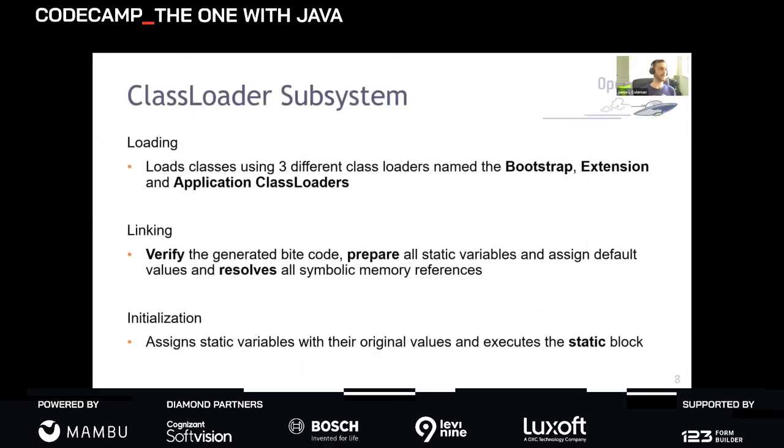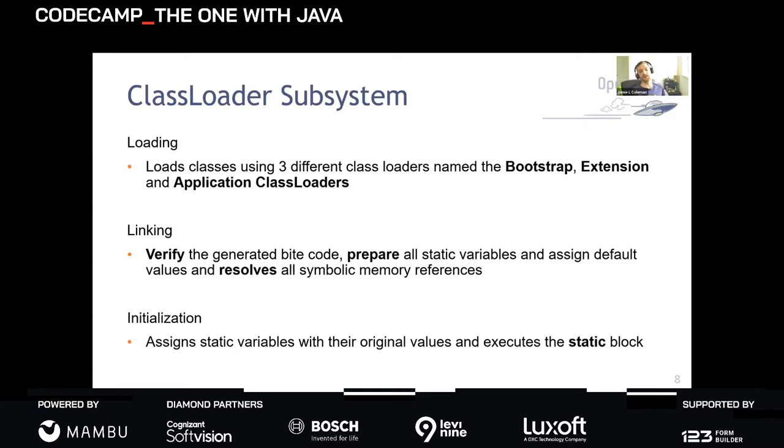Just to briefly go over what these things do, the reason I'm talking about this specifically is because I'm going to go into more in-depth detail about class data sharing later on, so you've got a high-level overview of how a JVM works. The class loader subsystem is responsible for three things: loading, linking, and initialization. You generally load classes with three different class loaders: Bootstrap, extension, and application class loaders. You then have linking, which verifies the generated bytecode, prepares all static variables and assigns default values, and resolves all symbolic memory references.